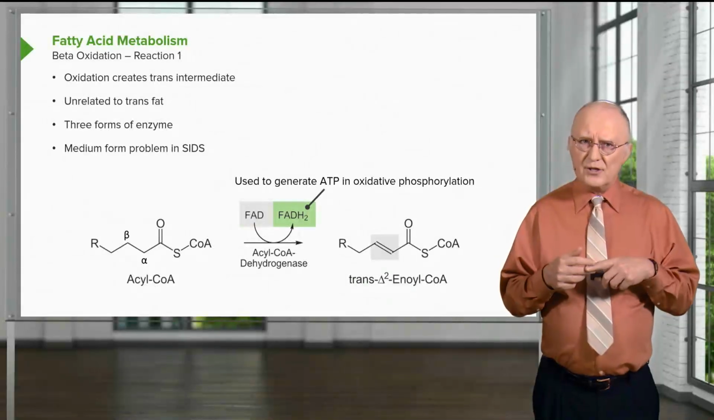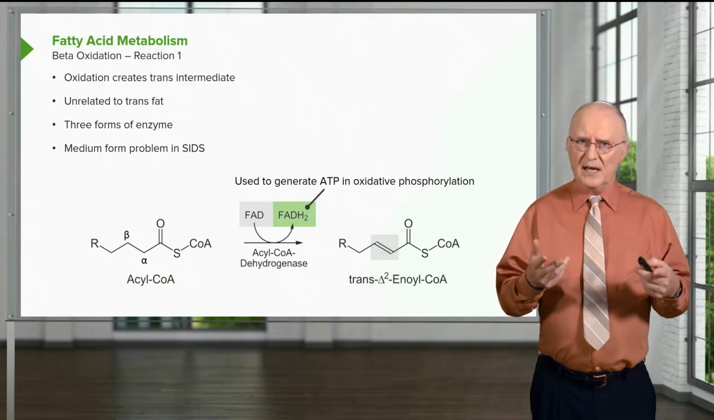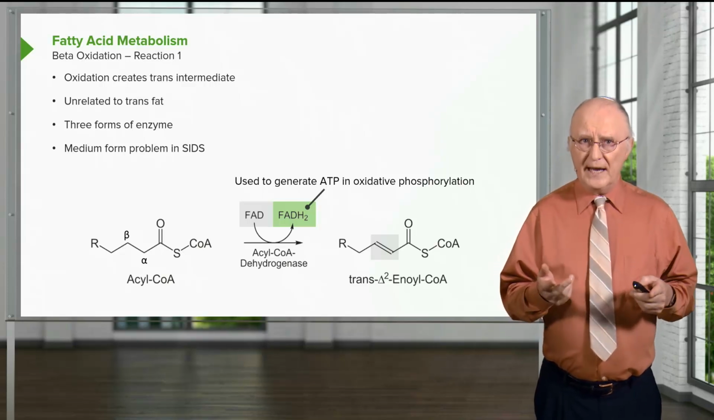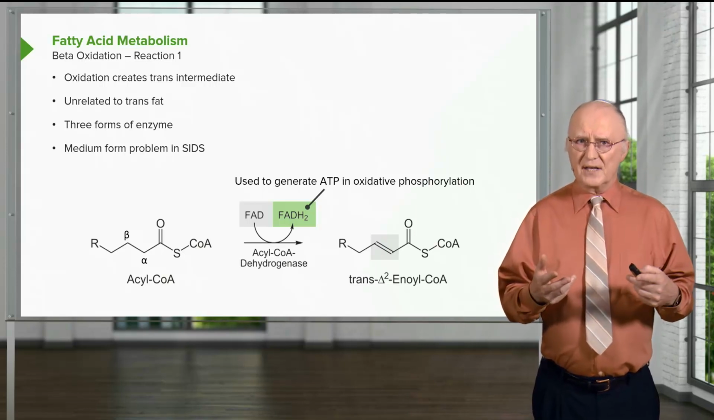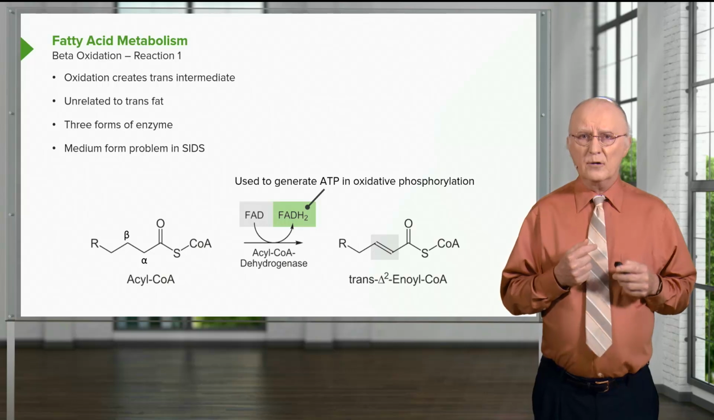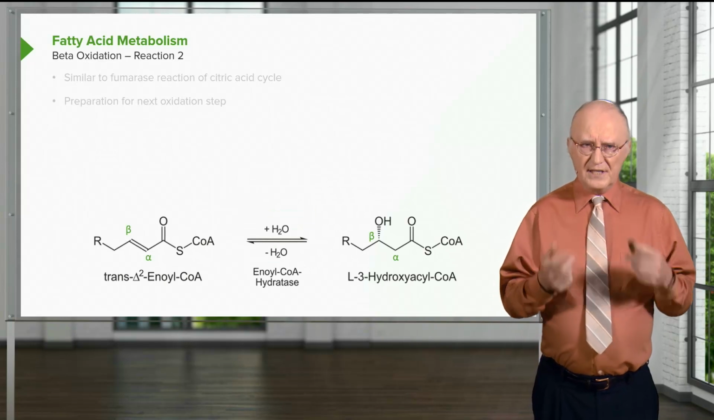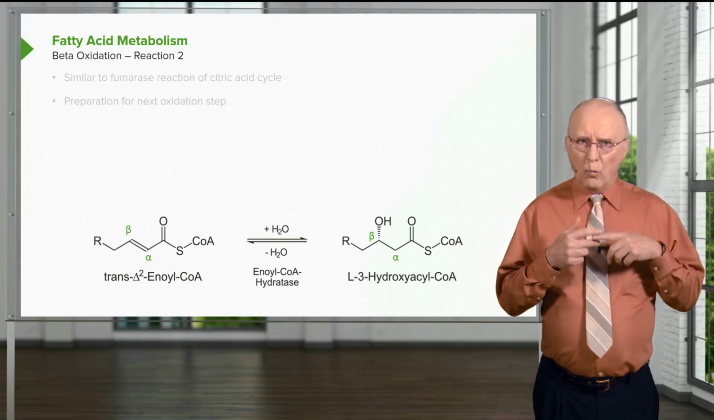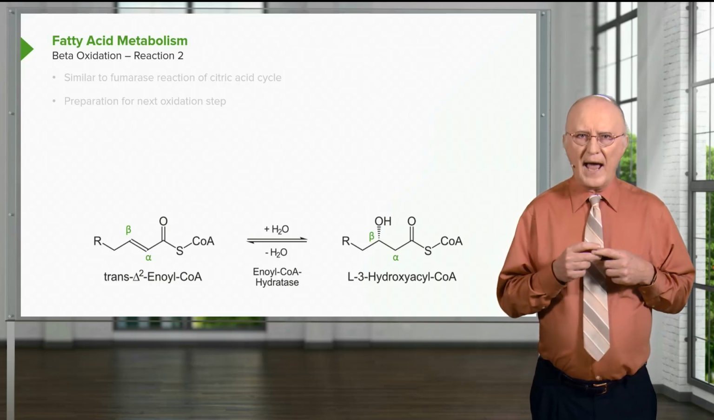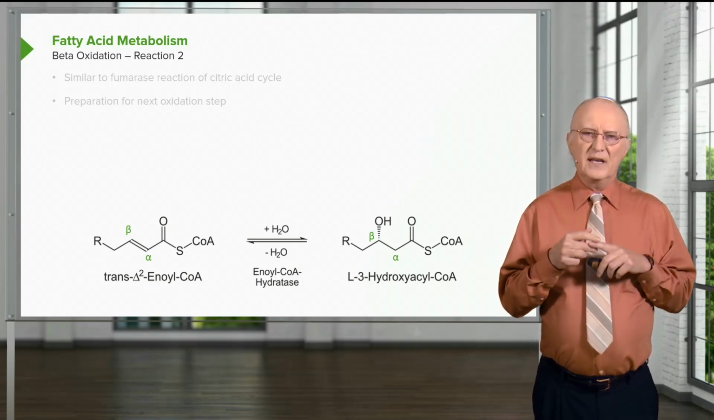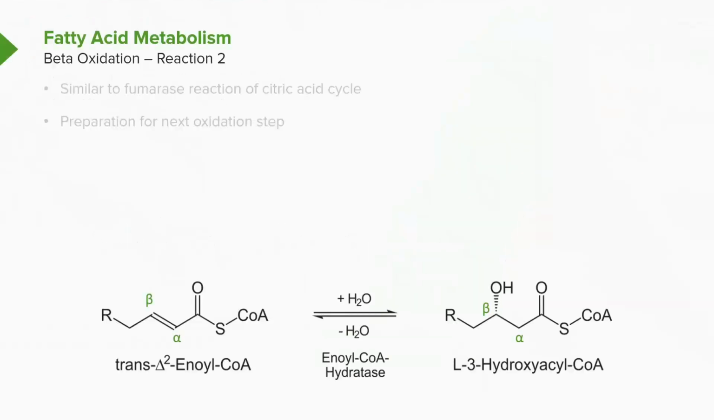Now, the FADH2 that was generated in this process can be taken into oxidative phosphorylation and used to make ATP. So we're seeing that these oxidative processes are used to generate energy that the cell can use for other purposes. Now, in the second reaction of fatty acid oxidation, this trans intermediate gets a water added across it. This is a very common reaction in organic chemistry and is catalyzed by the enzyme enoyl-CoA hydratase. This creates a molecule that has a hydroxyl group on the beta carbon, or carbon number 3, and that hydroxyl group is in the L configuration, as you can see here.